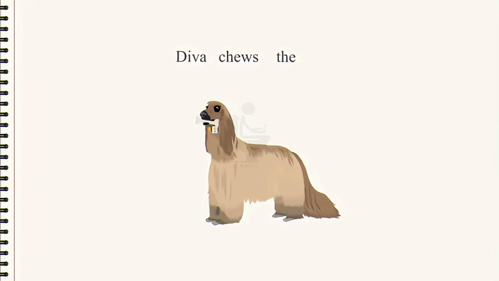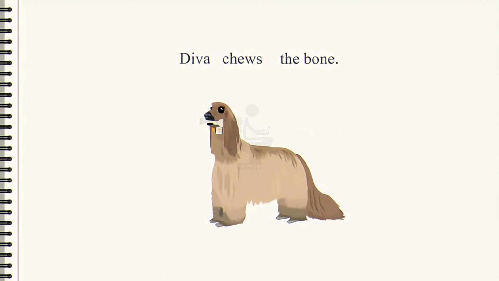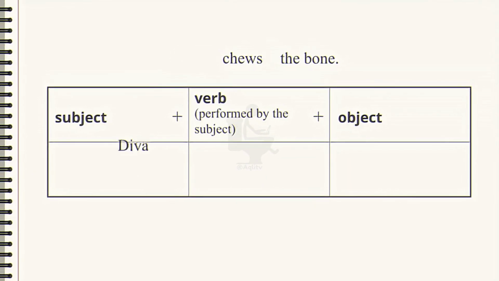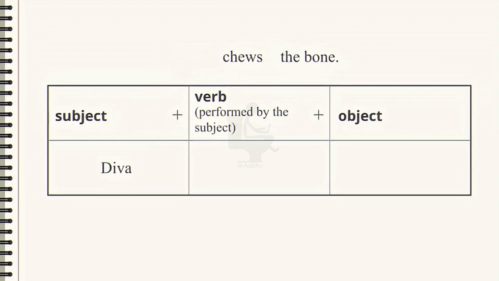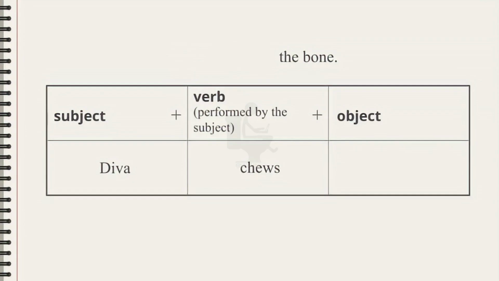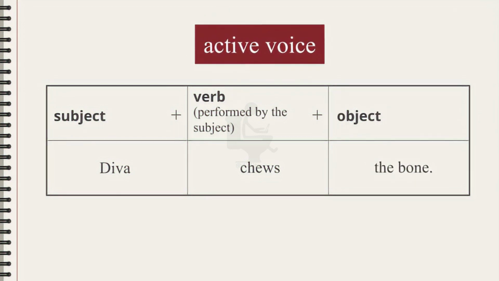Diva chews the bone. Is this in the active or passive voice? Diva performs the action. She is the subject of our sentence. Chews is a verb performed by the subject, and the bone is the object. Here we have the active voice. How would this sentence look in the passive voice?